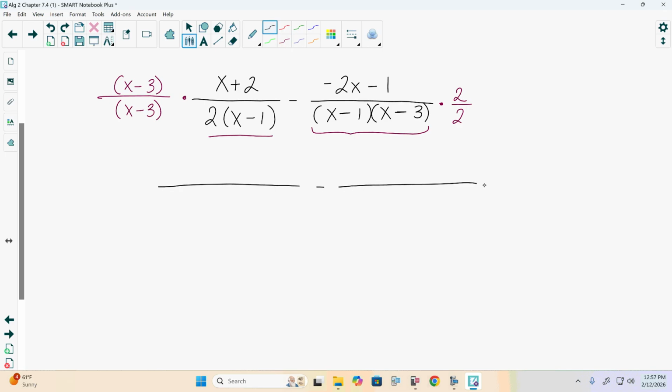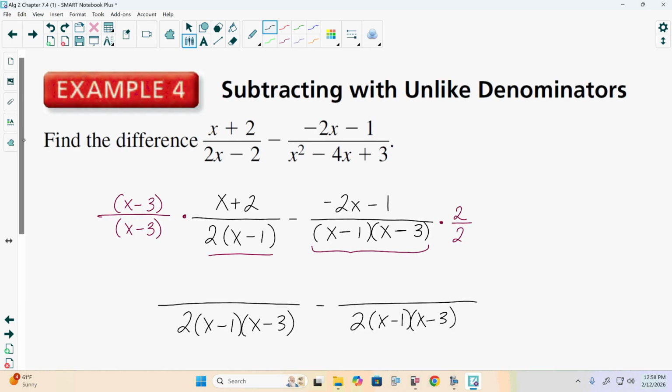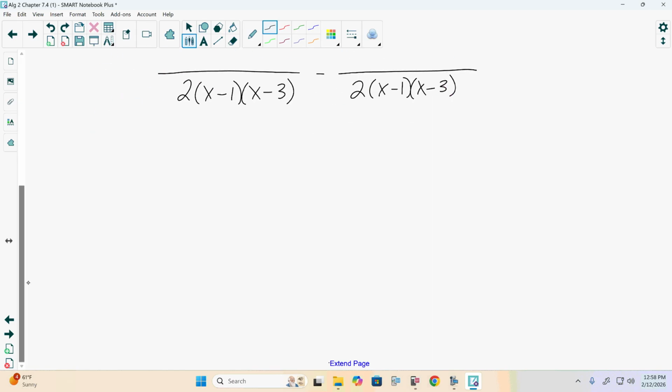So now we can multiply. Now you can distribute the denominators. We can multiply it all the way out. I wouldn't. I would leave it as 2 times x minus 1 times x minus 3. Because with this addition and subtraction, if something's going to simplify, we're going to need it in factored form, so it can cancel out, it can simplify out. 2 times x minus 1 times x minus 3 is factored.